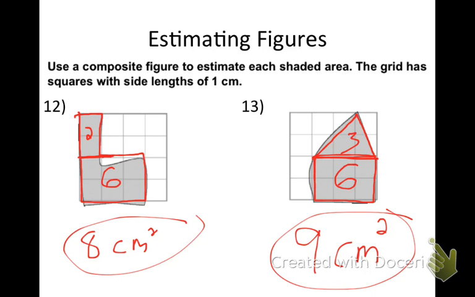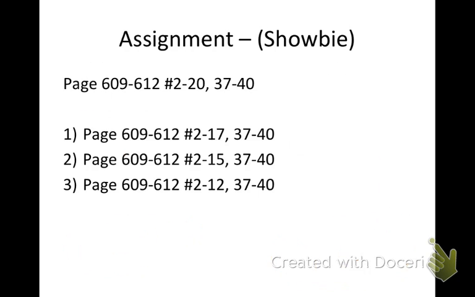How did you approximate the area of the triangle to be 3? The base is 3, the height is 2. Here's your assignment.